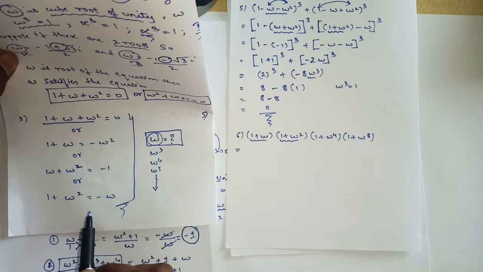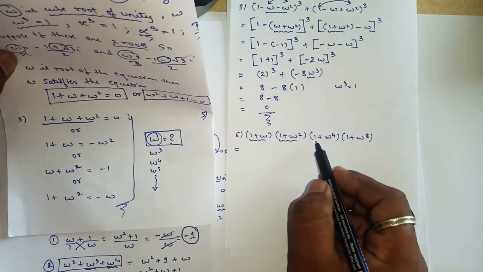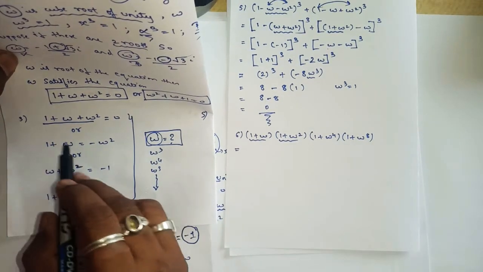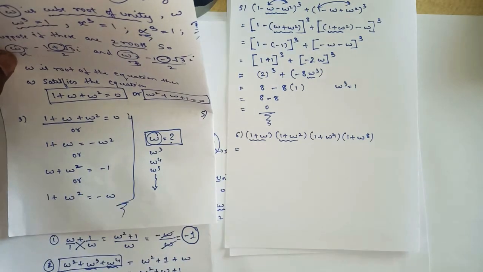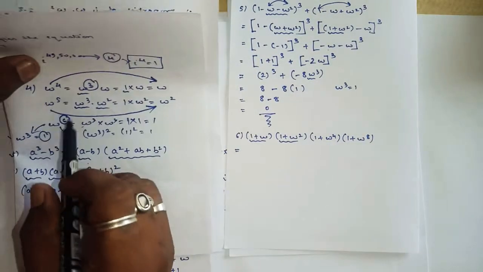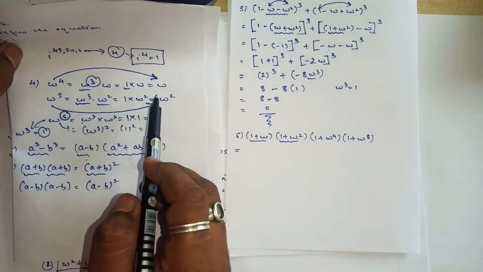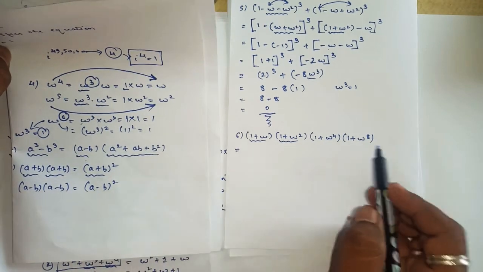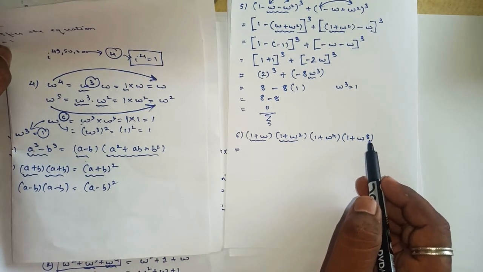Yes or no? 1 plus w raised to 4. Is there any formula for w raised to 4? We cannot say it directly, but we know that w raised to 4, actually we can write it as w. Yes or no? And what about w raised to 8?